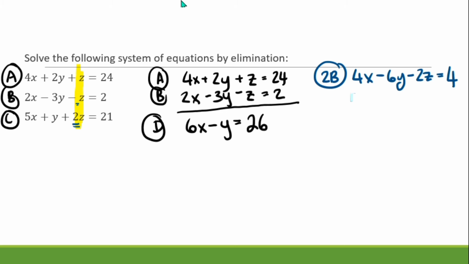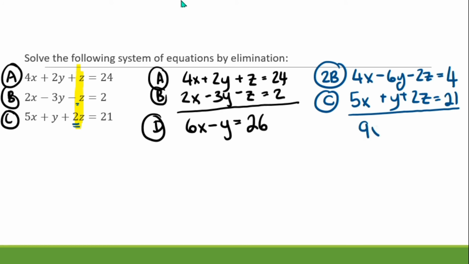And we're going to take C and write it down. 5x plus y plus 2z equals 21. That's a very beautiful equation. 9x minus 5y equals 25. So be it. We'll call that equation E. All right. Not super awesome.